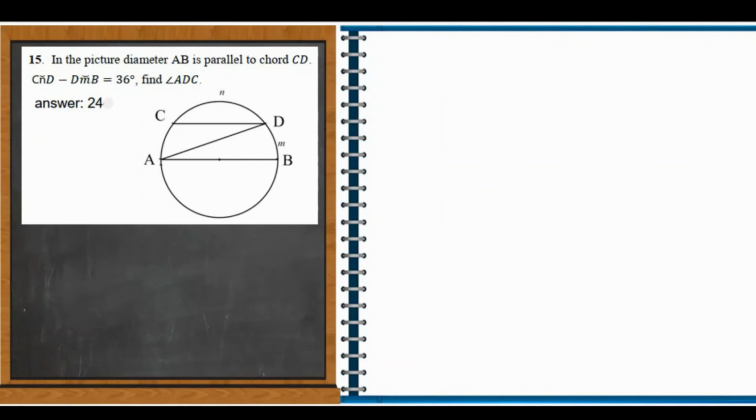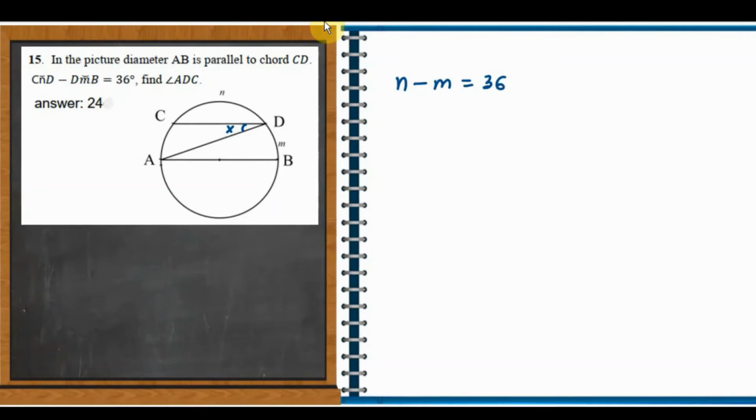Number 15. This is about circle. In the circle, AB is diameter and is parallel to chord CD. And we have degree measure of the difference of arc CD and arc DMB. It's 36. We need to find angle ADC. Alright, ADC is this angle. Let's denote it with X. Now arc CD. To make it easy, let's denote this arc CD with just the letter M and subtract DMB with M. That's 36.